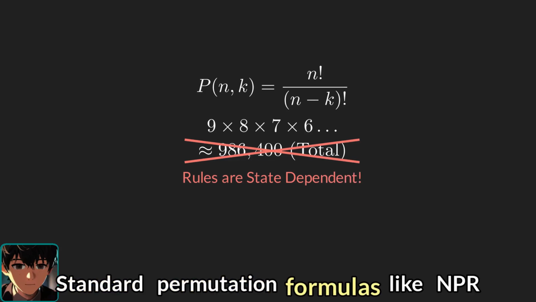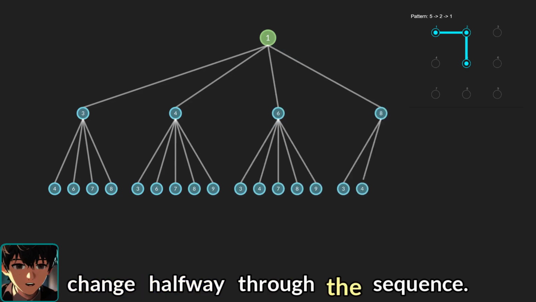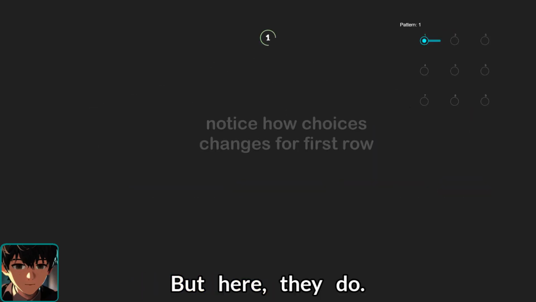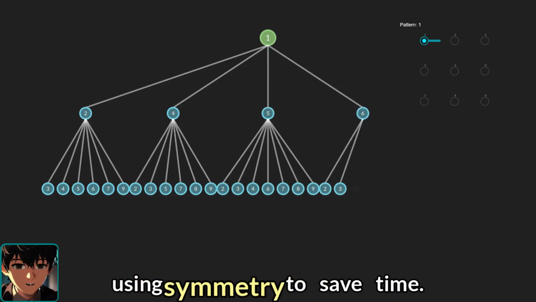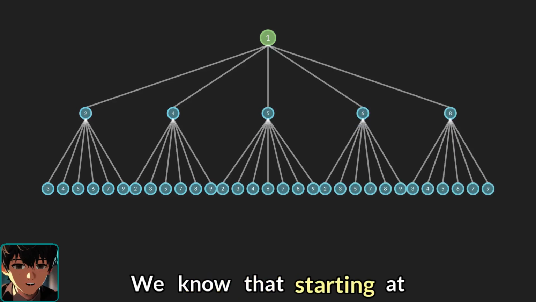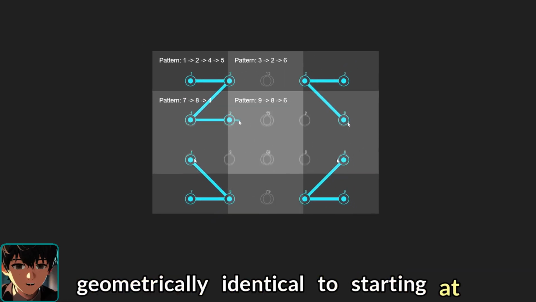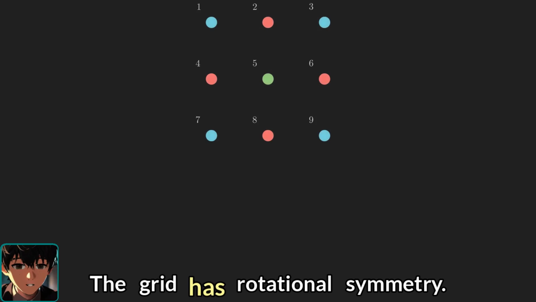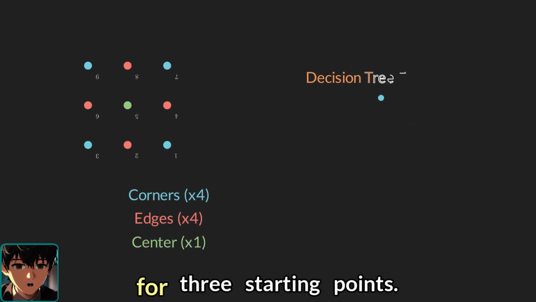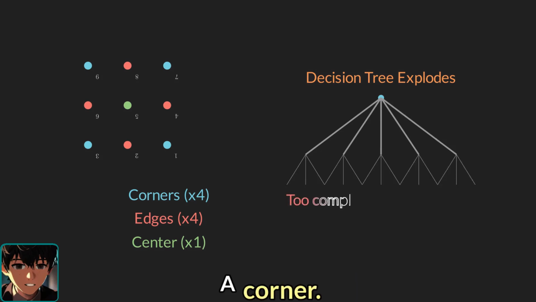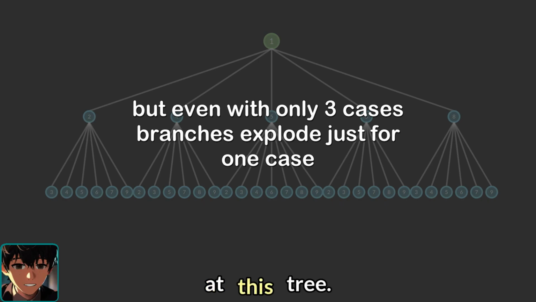Standard permutation formulas like nPr assume that the rules don't change halfway through the sequence. But here, they do. Now, we could try to brute force this on paper using symmetry to save time. We know that starting at the top left corner is geometrically identical to starting at the top right corner. The grid has rotational symmetry, so we really only need to calculate the possibilities for 3 starting points: a corner, an edge, the center. But even with symmetry, look at this tree.